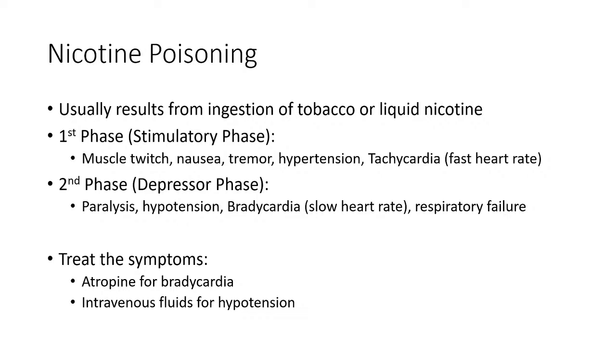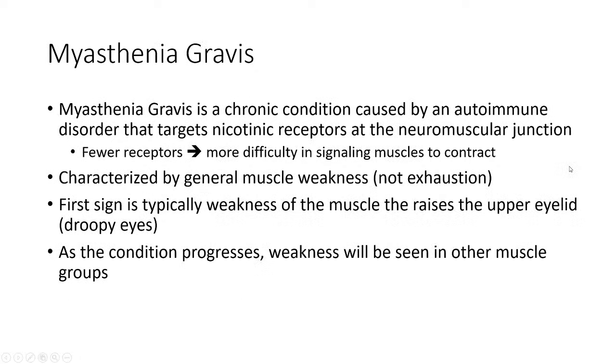So to treat them, you can treat with atropine for the bradycardia or the slow heart rate, and intravenous fluids for the hypotension. Atropine actually kind of resembles muscarine, and so it can be used to stimulate the muscarinic receptors located on the pacemaker cells of the heart without stimulating further the nicotinic receptors located throughout the body. So that's why atropine is useful here.